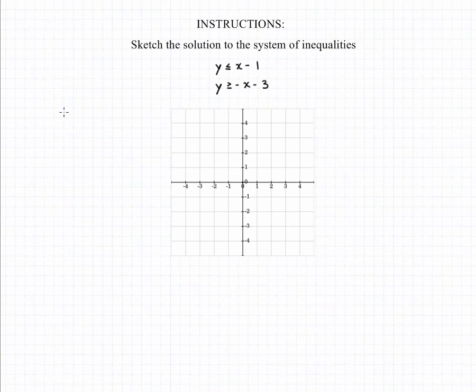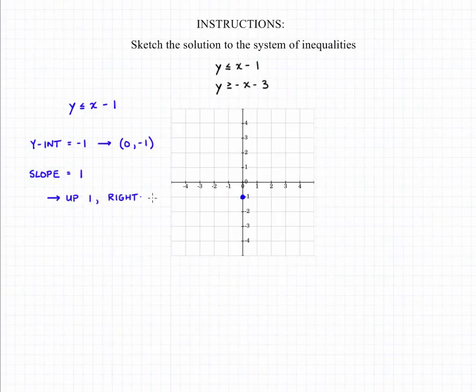We're going to begin by looking at y is less than or equal to x minus 1 and treating it as if it were a line in slope-intercept form. So the y-intercept in that case would be -1, which tells us the point (0, -1) should be on our line, and we can plot that. We also know that the slope of this line would be 1, which tells us if we want to find another point, we can go up 1 and right 1 from our current point, and we'll have another point that's going to be on our line.